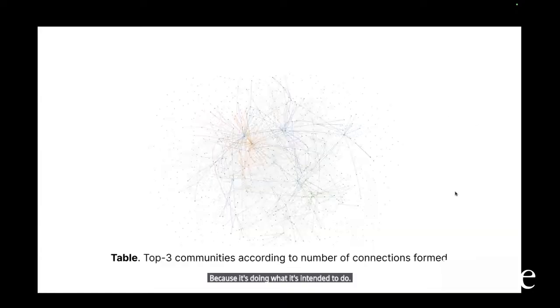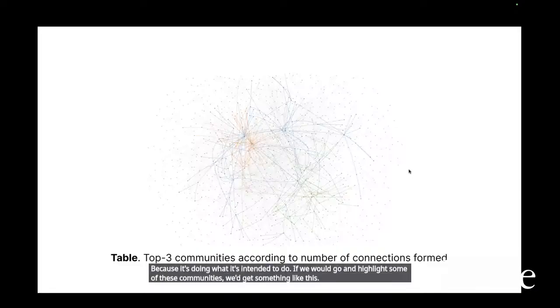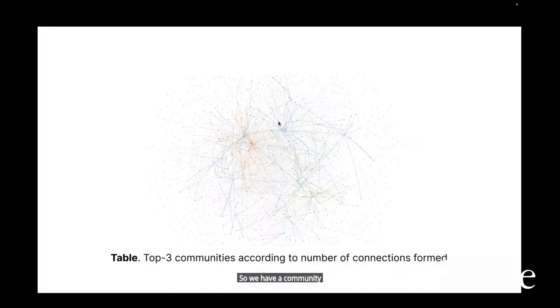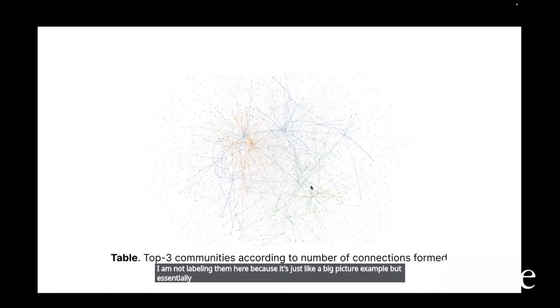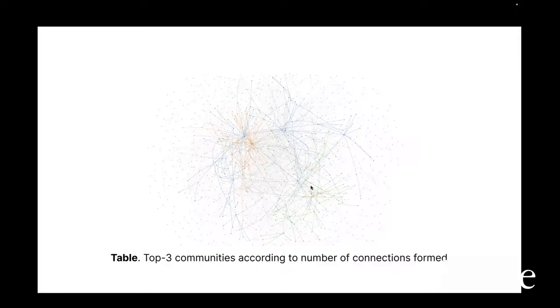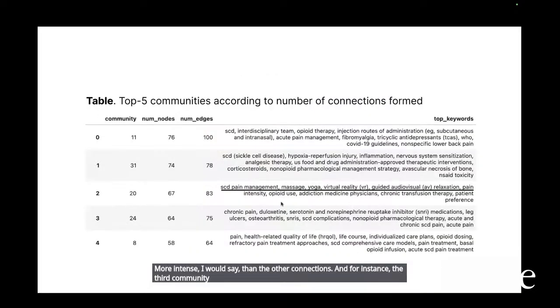If we would go and highlight some of these communities, we would get something like this. So we have a community in orange, one in blue, and then one in green. I am not labeling them here because it's just a big picture example. But essentially, the idea is that the connections between these concepts are more intense, I would say, than the other connections. And for instance, the third community here is the green one that I was showing you.